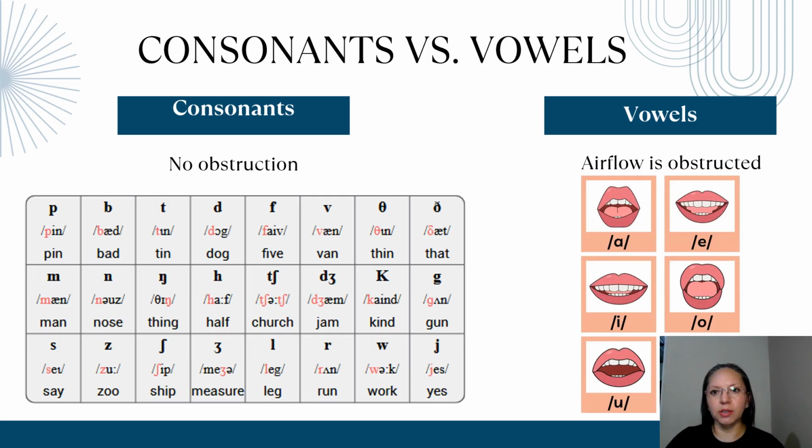Vowels: no obstruction. Consonants: airflow is obstructed. Let's compare vowels and consonants. While vowels are produced without obstructions, consonants involve a blockade of airflow. However, the consonant you are pronouncing also depends on where in the vocal tract the constriction is and how narrow it is.